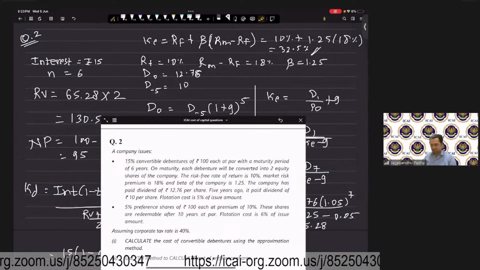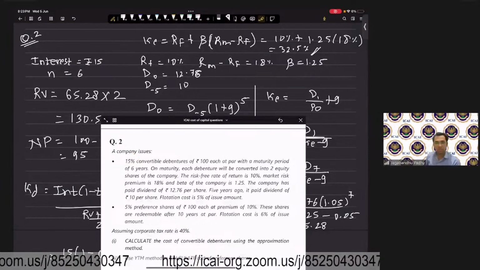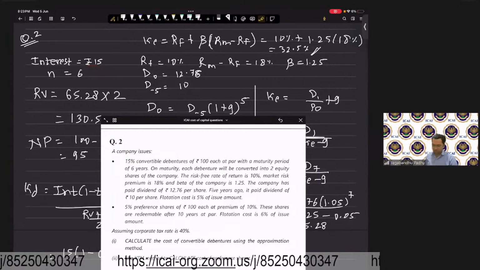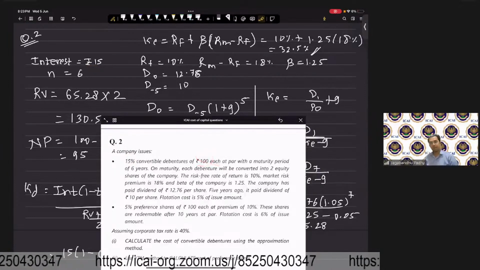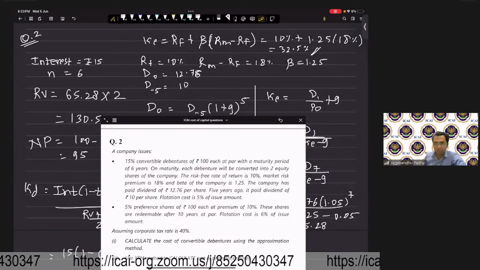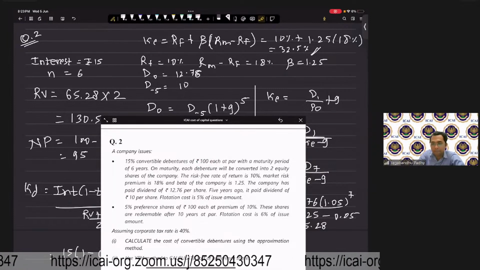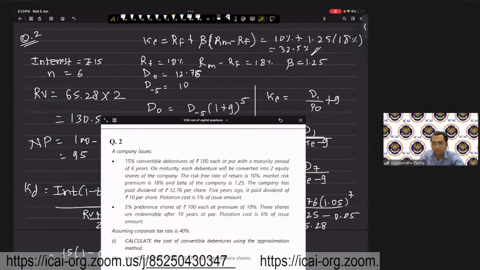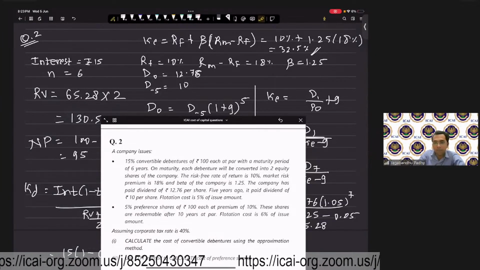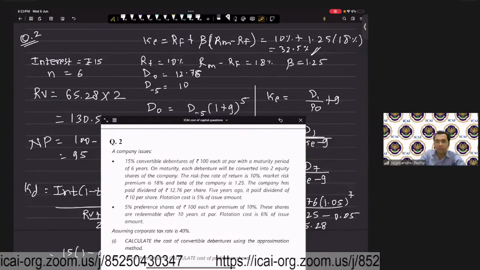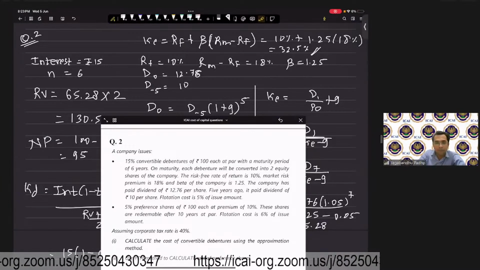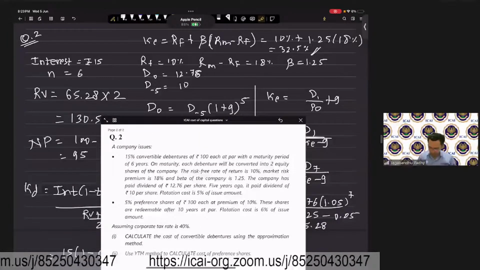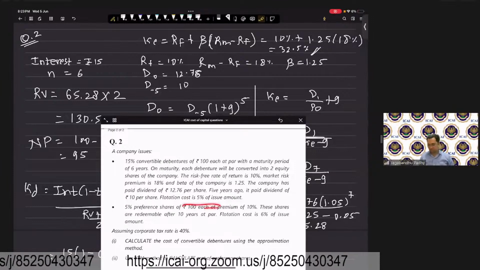15% convertible debentures is given, right? 15% is basically 15 rupees on a face value of 100. Fine. Okay, fine. So now again, these preference shares you have to solve using the IRR method.